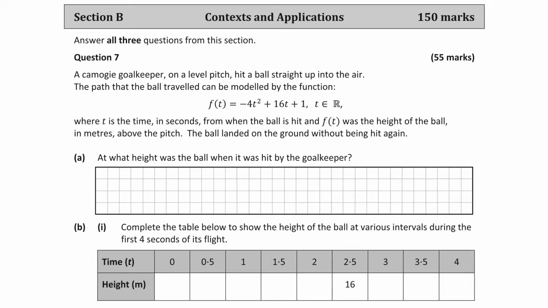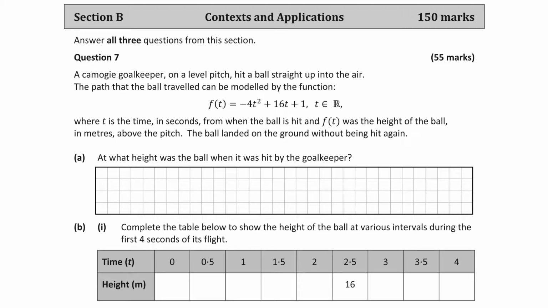Okay, so starting off there, that's the Leaving Cert Ordinary Level 2019, Paper 1, Question 7. So it's the first long question. A camogie goalkeeper on a level pitch hit a ball straight up into the air. The path the ball travelled can be modelled by this function, where t is an element of R, t is time in seconds from when the ball is hit, and f of t was the height of the ball in metres above the pitch. The ball landed on the ground without being hit again. What is the height of the ball when it is hit by the goalkeeper?